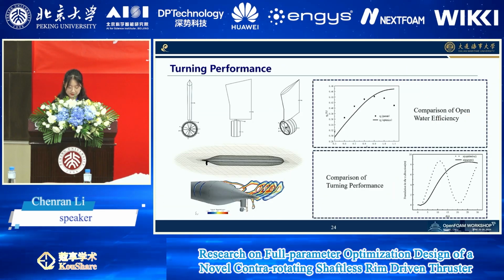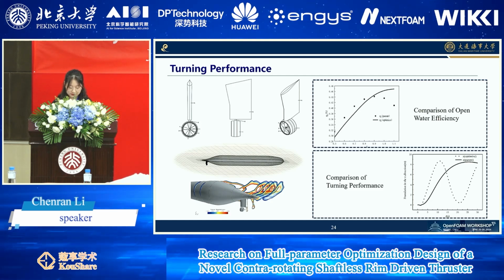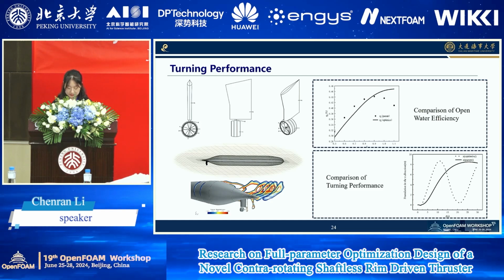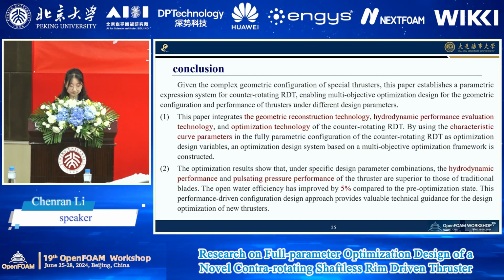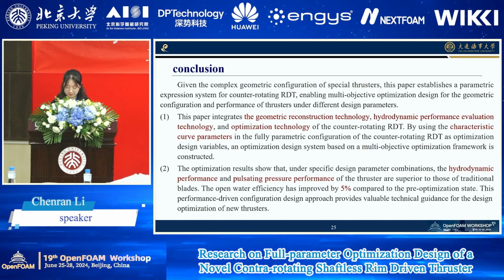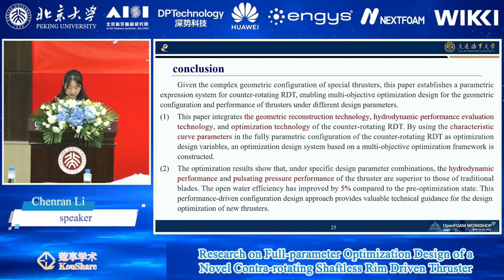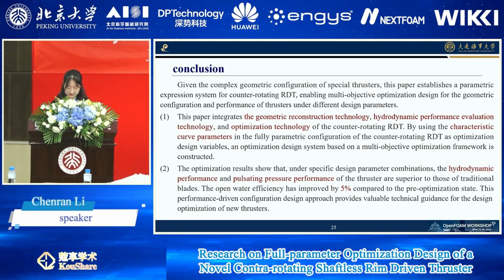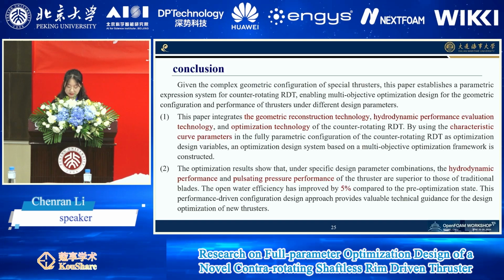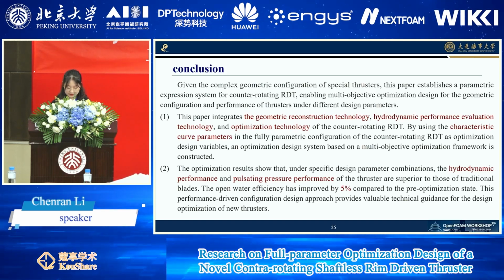Finally, this paper forecasts the turning performance of the existing shaftless RDT. It is found that with a rudder angle of 15 degrees, the counter-rotating shaftless RDT exhibits superior turning performance. Given the complex geometrical configuration of special thrusters, this paper establishes a parametric expression system for the counter-rotating RDT, enabling multi-objective optimization design of the geometrical configuration and performance of thrusters based on different design parameters. The research findings are as follows.